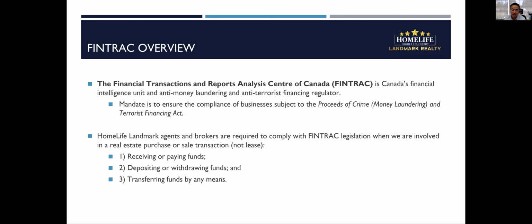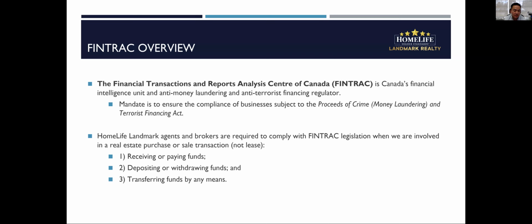This act was enacted many, many years ago to combat the international flow of funds and activities that support those kinds of money laundering or terrorist financing activities. So really the goal for us as real estate agents is we are an important part of Fintrac. Our role is to ensure that we maintain adequate records and report any suspicious transactions. And I'll go into those details shortly.